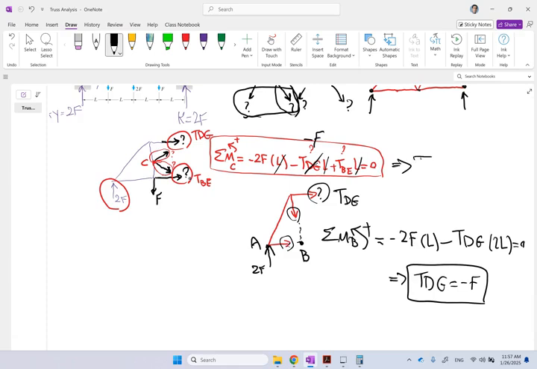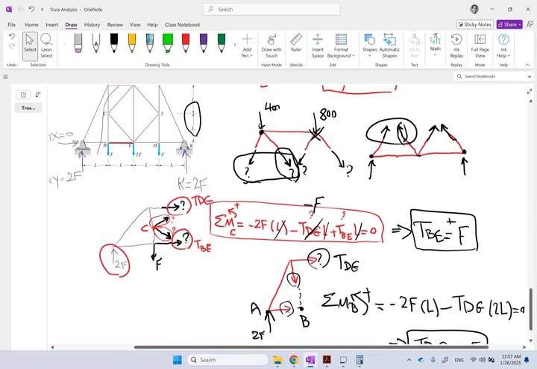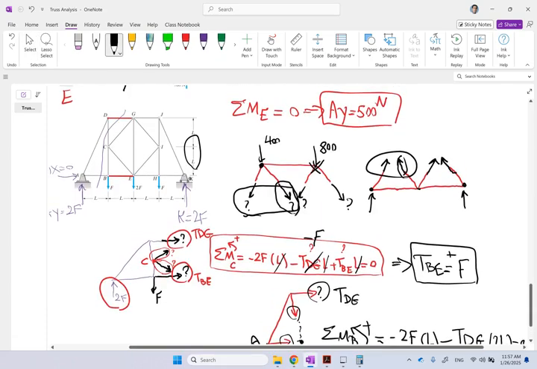So you see that TBE is what? That is going to be a 2F, and then positive DG, which is minus F, so that is going to be positive F. You see, so one of them is negative F, the other one is positive F. Okay?